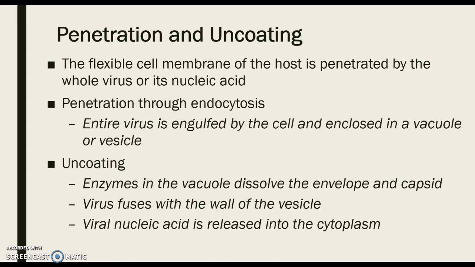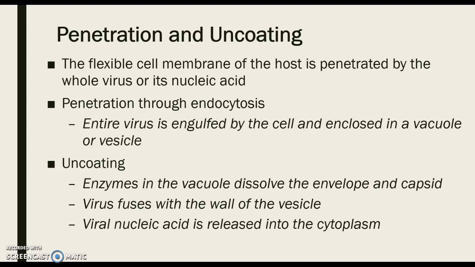The next step in the process of this virus infecting a cell is the penetration and uncoating of that virus. So the flexible cell membrane of the host is penetrated by the whole virus or its nucleic acid. And penetration happens through endocytosis. So the entire virus is engulfed by the cell and enclosed in a vacuole or vesicle. So when those spikes match, the virus will then be engulfed by the cell.